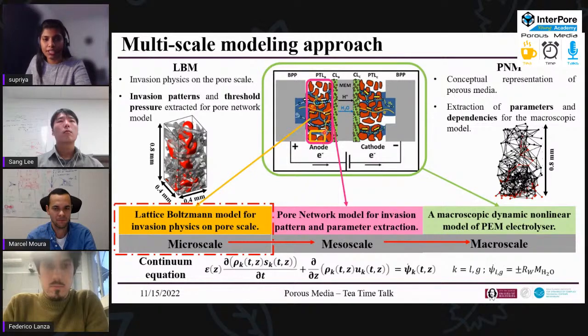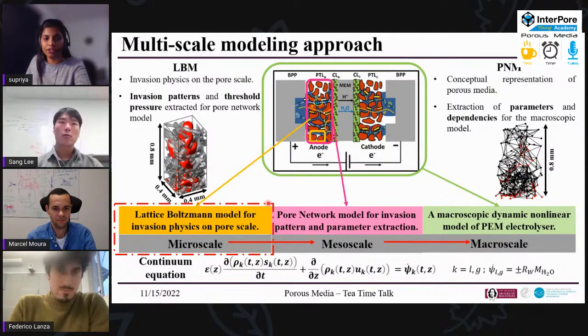can see the yellow region, which usually takes a very small number of pores. For example, we say we just consider 100 pores in the lattice Boltzmann model. And then we could study the invasion physics and also the invasion pattern and threshold pressure at each pore.